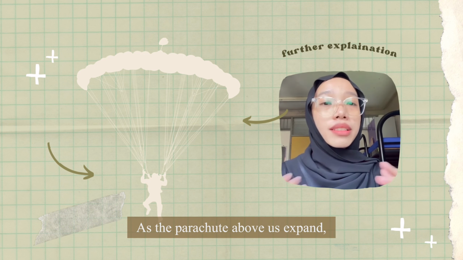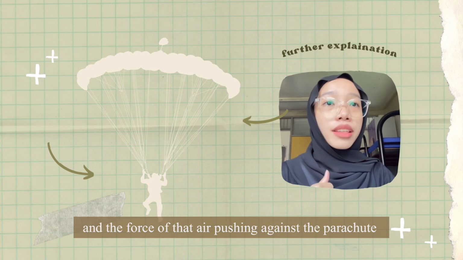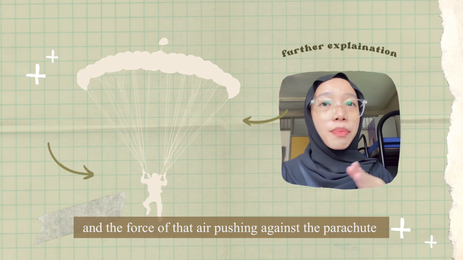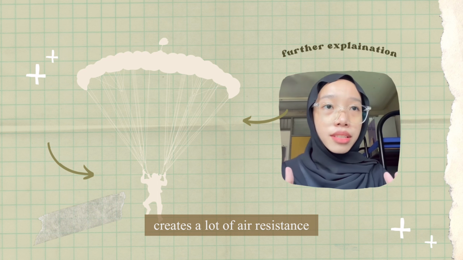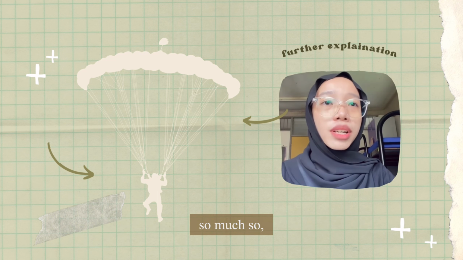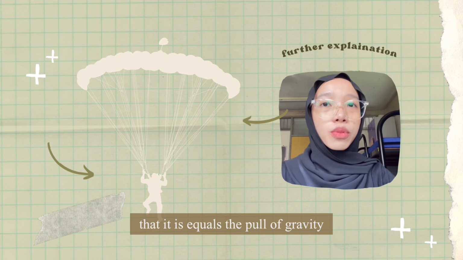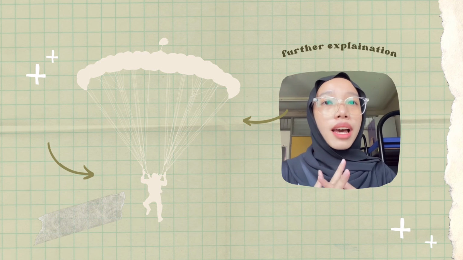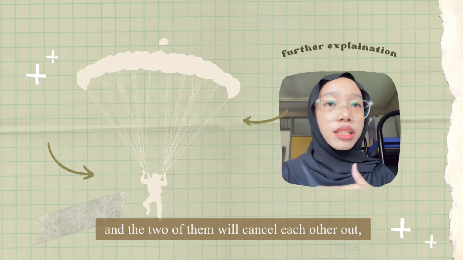As the parachute above us expands, it will catch air, and the force of that air pushing against the parachute creates a lot of air resistance. As you can feel, the air resistance is very strong, so much so that it equals the pull of gravity. And the two of them will cancel each other out.